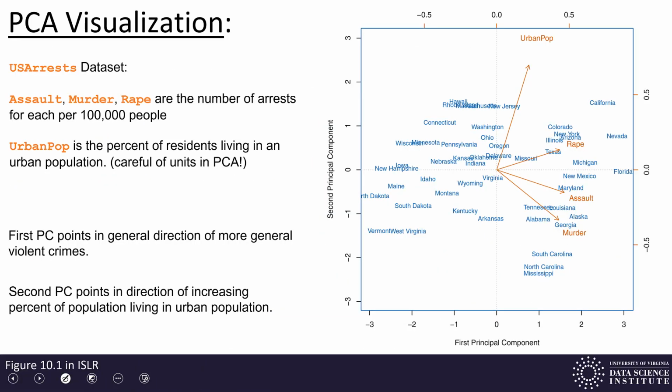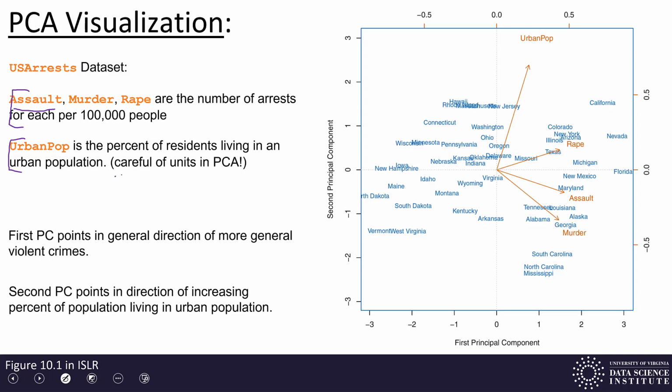Okay, so let's walk through some PCA visualization. Here we have some data from the US arrests data set. We have 3 feature variables called assault, murder, and rape, and there's a number of arrests for each of these crimes per 100,000 people. So if the variable assault is, say, 200, that means 200 people are arrested for assault for every 100,000 people in the state. Then we have this feature variable called urban pop, which is the percent of residents living in an urban population.